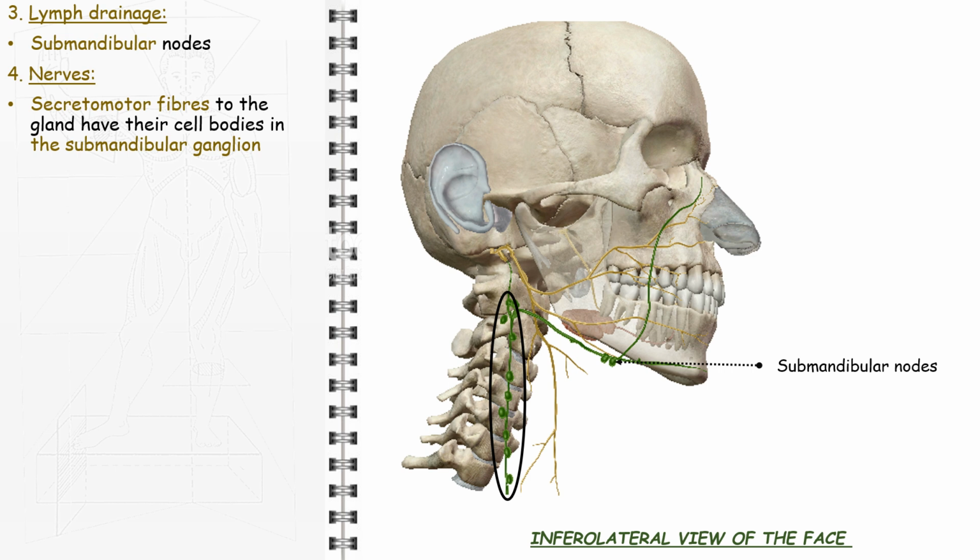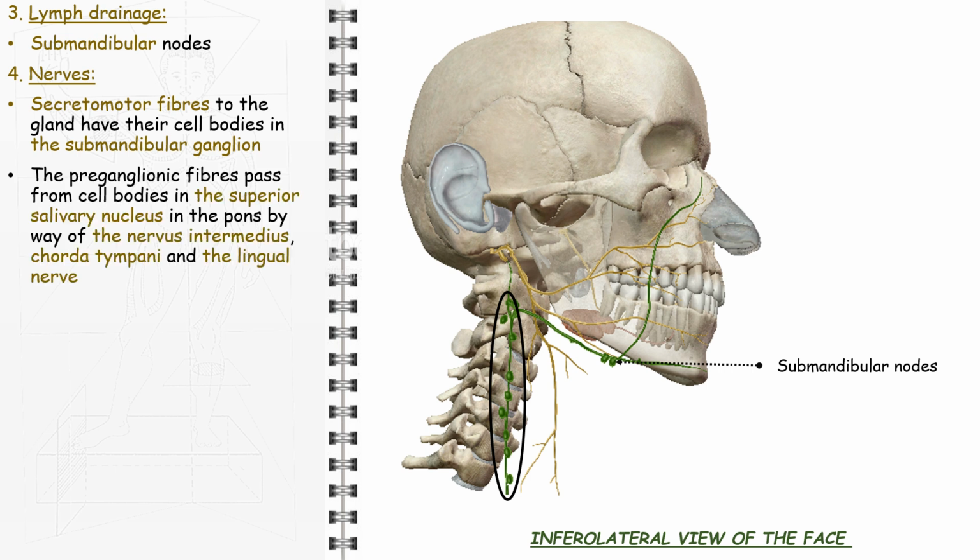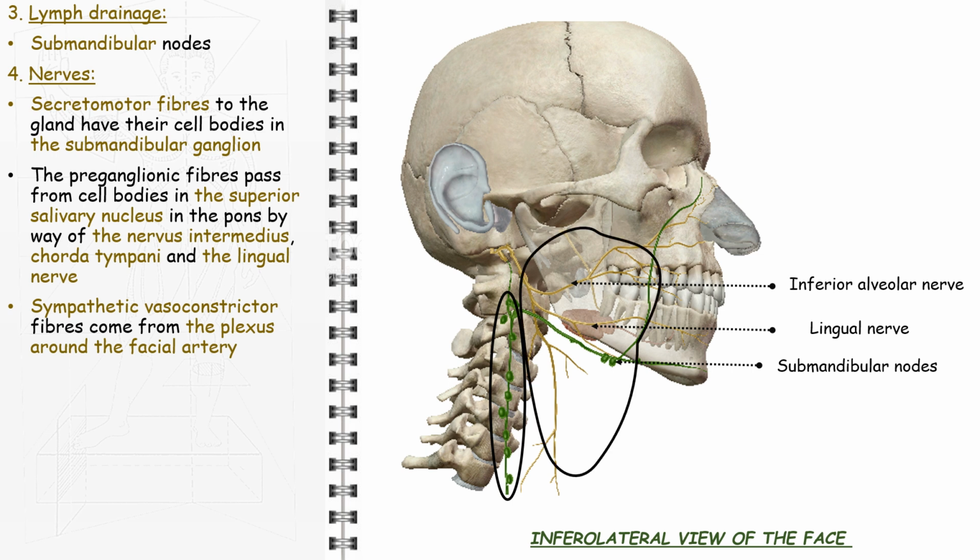The preganglionic fibers pass from cell bodies in the superior salivary nucleus in the pons by way of the nervus intermedius, chorda tympani and the lingual nerve. Sympathetic vasoconstrictor fibers come from the plexus around the facial artery.